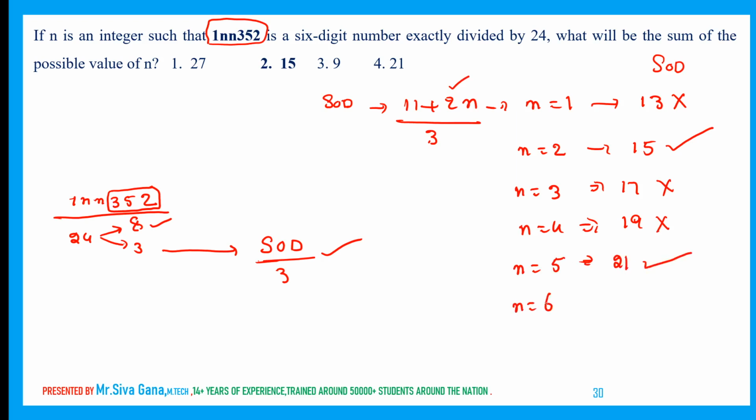N is equal to 6. 2 6s are 12. 12 plus 11 is nothing but 23. 23 is not divisible by 3. Not possible.